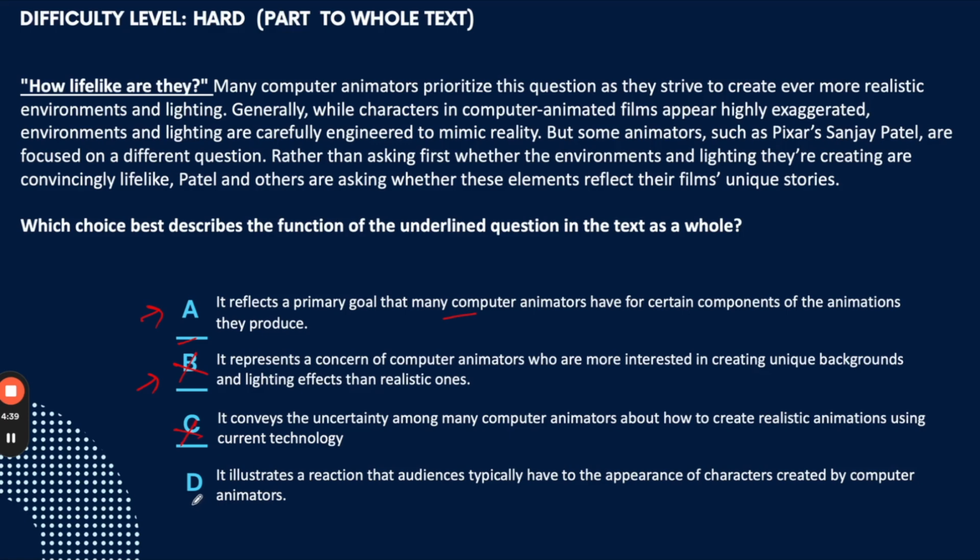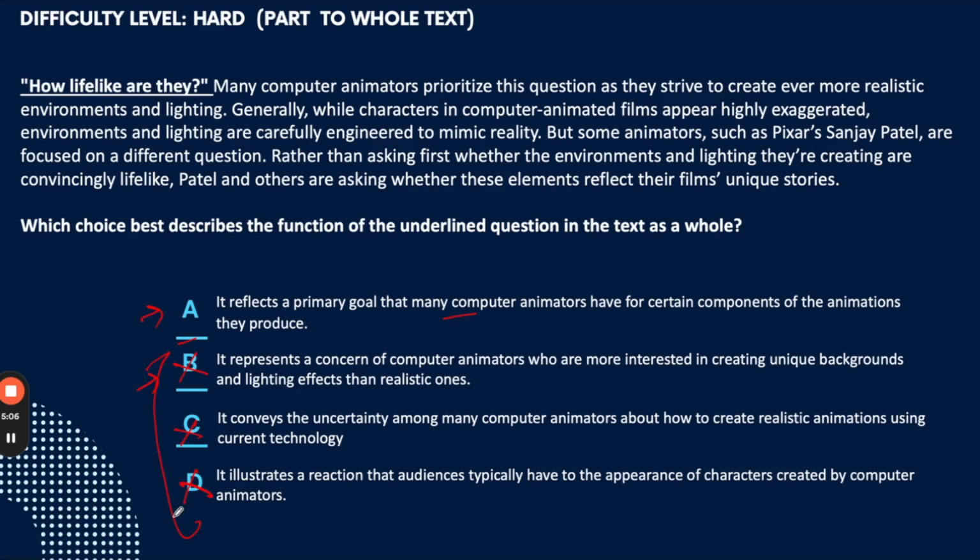Let's look at D. It illustrates a reaction that audiences typically have to the appearance of characters created by computer animators. Now, the underlying question again does not discuss audience reactions but focuses on the animator's goals. The text talks about how animators approach realism, not how audiences would respond to their work, correct? So again, B, C, D could be eliminated because they're simply irrelevant to the question that's been underlined.